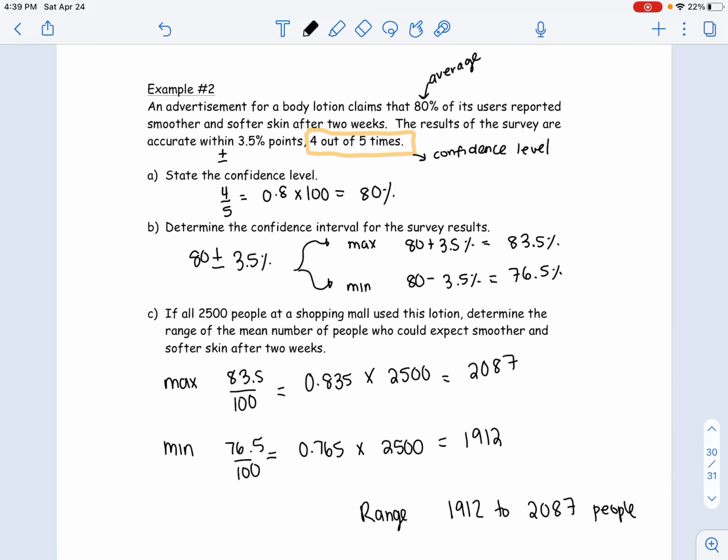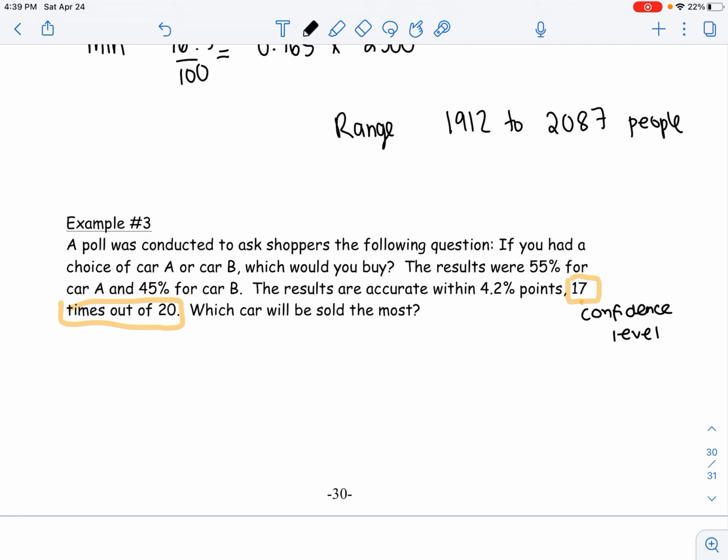Example number 3, a poll was conducted to ask shoppers the following question. If you had a choice of car A or car B, which would you buy? The results were 55% for car A and 45% for car B. The results were accurate within 4.2 percentage points, 17 times out of 20 confidence level. Which car would be sold the most?